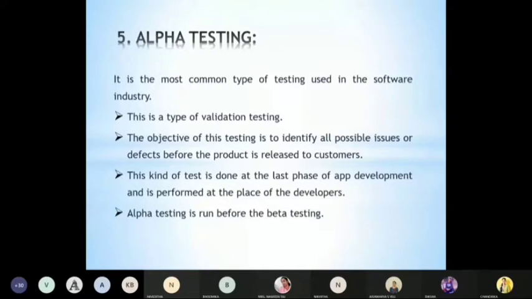Next type of software testing is alpha testing. It is the most common type of testing used in the software industry. It is a type of validation. This testing is to identify all possible issues or defects before the product is released to customers. This kind of test is done at the last phase of app development and is performed at the place of the developers before launching the product or before delivering it to the client, to ensure that the user or client gets an error-free software application.